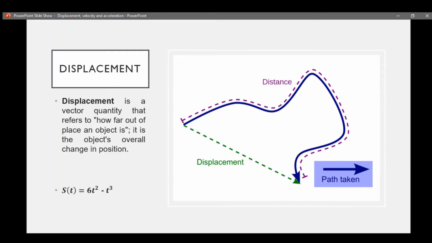Displacement. Displacement is a vector quantity that refers to how far out of place an object is. It is the object's overall change in position. In the picture to your right, we can see the displacement as the green dotted line. Also, in calculation, the letter S is given for displacement. In the example that we provided, it is 6t squared minus t to the power of 3.